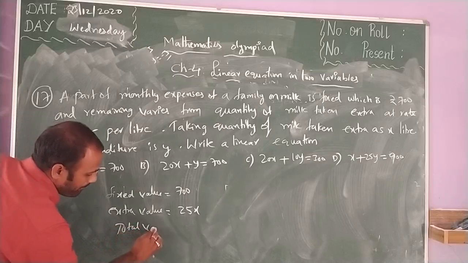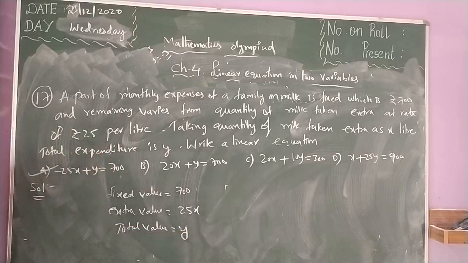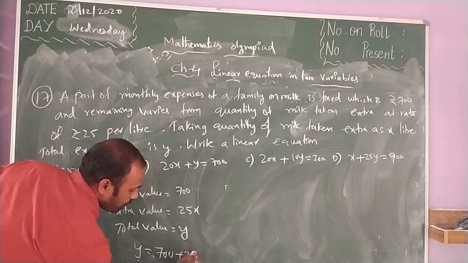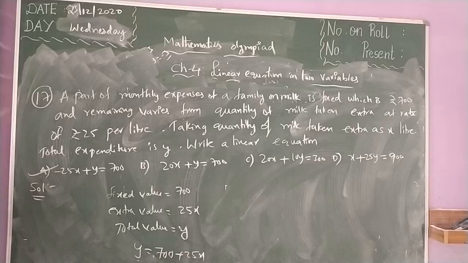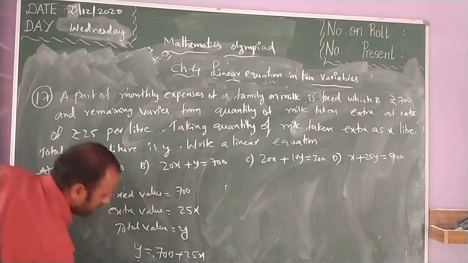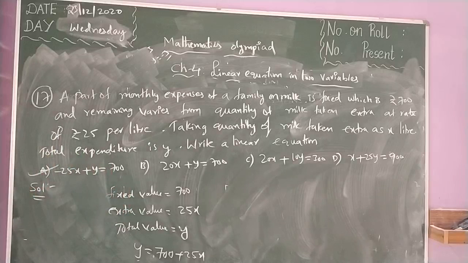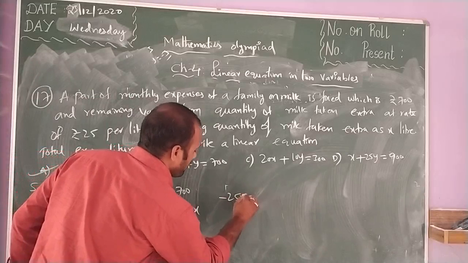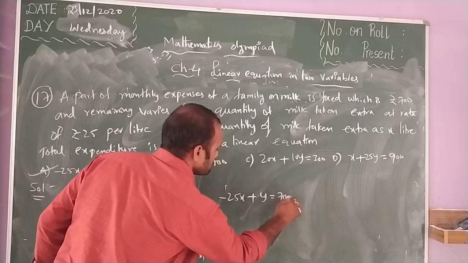Total value, the total expenditure is y. We already said the total expenditure, we have to take it as y. So the linear equation will be y is equal to 700 plus 25x. If I transpose plus 25x to this side, it will become minus 25x plus y is equal to 700. So option A will be the right answer.